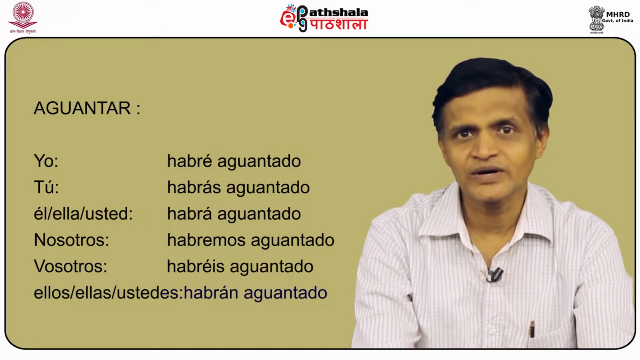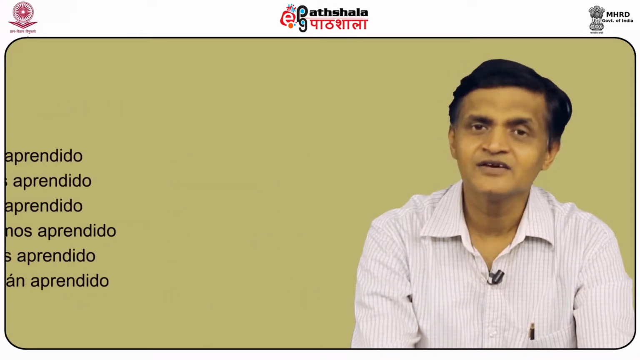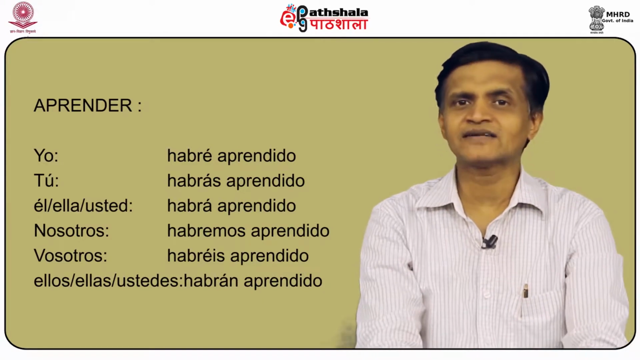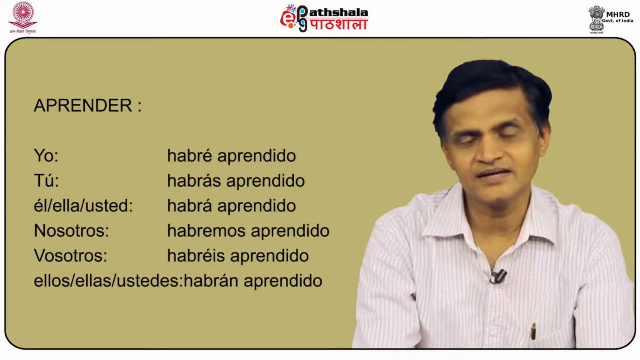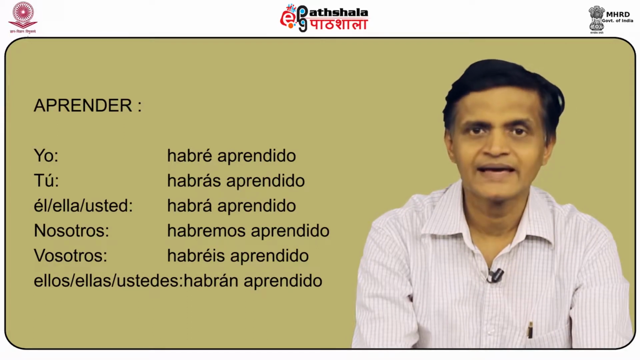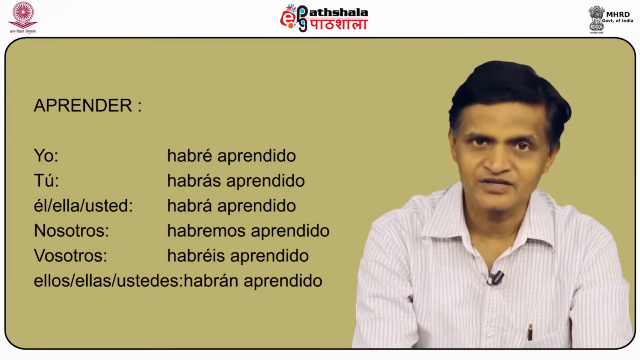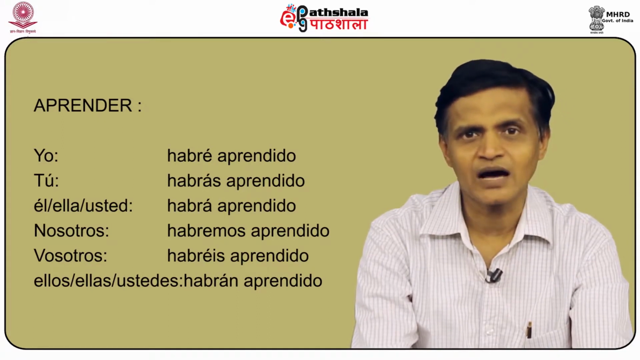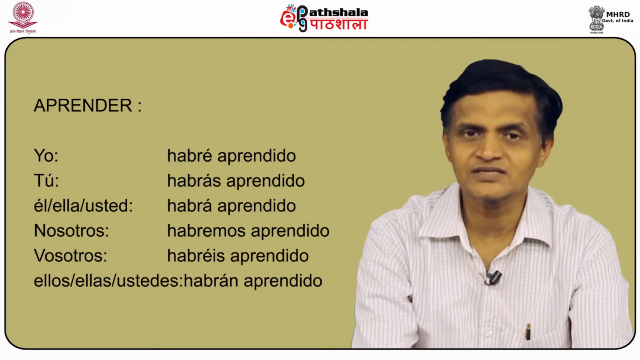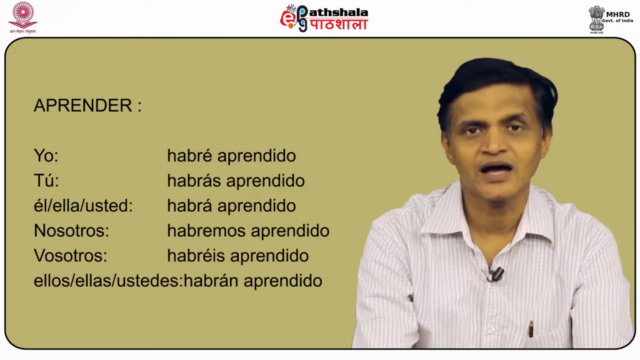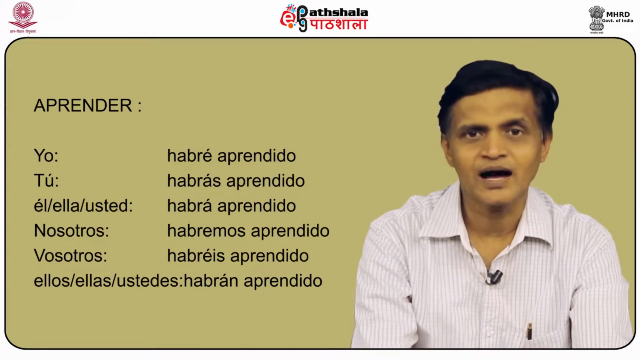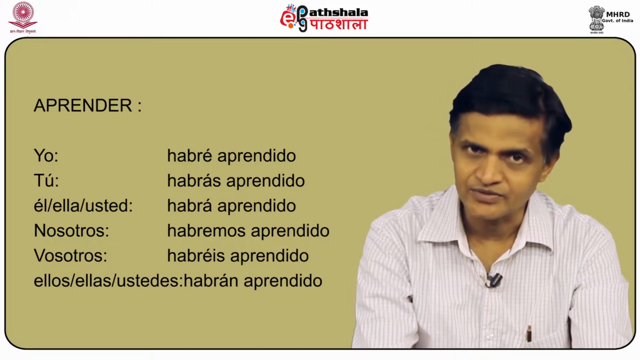In the same manner, we can go ahead and learn another verb which is aprender, which is an ER ending verb. With ER and IR, we remove the last part and put ido. So, aprender becomes yo habré aprendido, tú habrás aprendido, él, ella, usted habrá aprendido, nosotros habremos aprendido, vosotros habréis aprendido, ellos, ellas, ustedes habrán aprendido. I repeat, habré aprendido, habrás aprendido, habrá aprendido, habremos aprendido, habréis aprendido, and habrán aprendido.